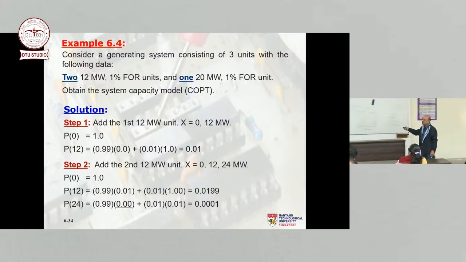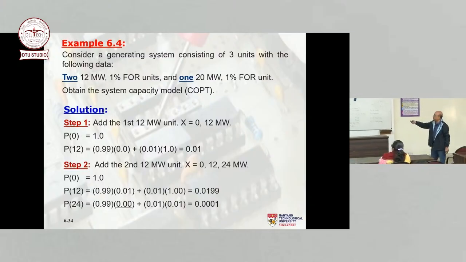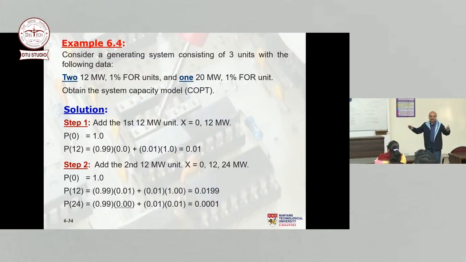Step 1, probability of 0 is 1. I'm not doing it. You can calculate if you like. It will always be 1. Then the next step is 12. X is 12. Availability times P prime of 12. I don't have anything before, so P prime of 12 will be 0. Plus unavailability times P prime of X minus C. 12 minus 12, 0. And P prime of 0 is 1. Correct? So I get this value.